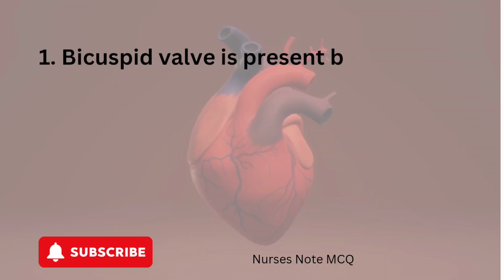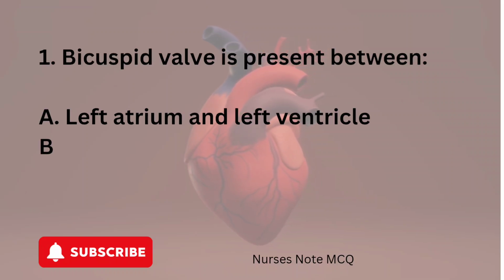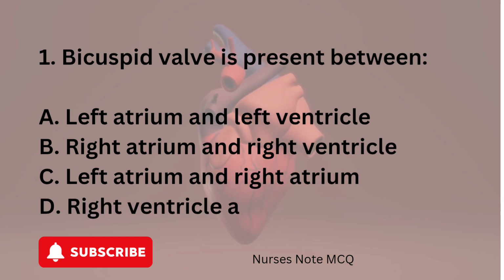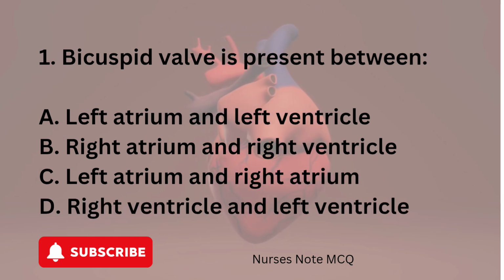Bicuspid valve is present between A. Left atrium and left ventricle, B. Right atrium and right ventricle, C. Left atrium and right atrium, D. Right ventricle and left ventricle.